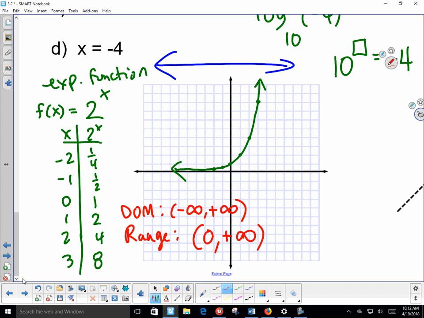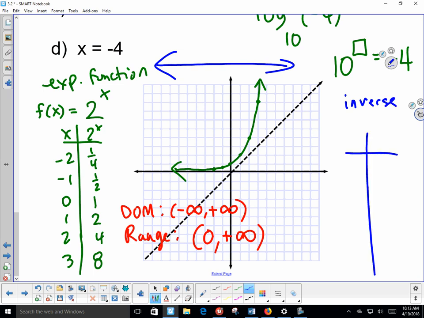So our inverse, we studied inverse functions back in chapter 1. You know that the inverse function is going to be mapping over the line y equals x. Remember that? Inverse functions are mirror images over the line y equals x. And how do we get them? We could just switch all the ordered pairs. Remember how we did this back in chapter 1? So with my inverse function, I can build up my ordered pairs just by switching all those. So 1/4 is going to go to -2. 1/2 is going to go to -1. 1 goes to 0. 2 goes to 1. 4 goes to 2. 8 goes to 3.